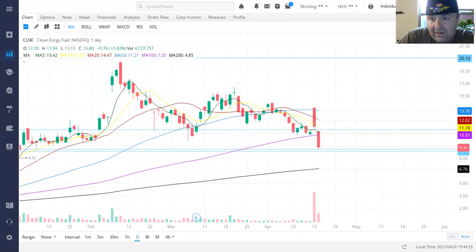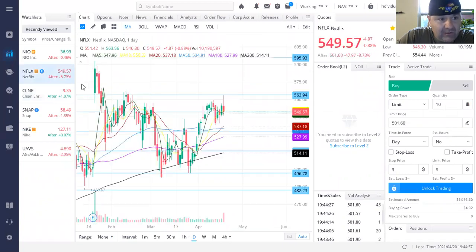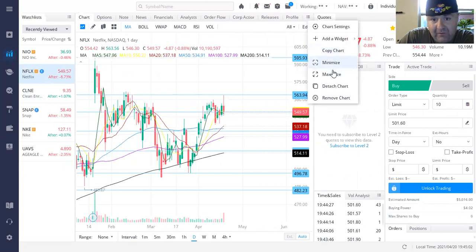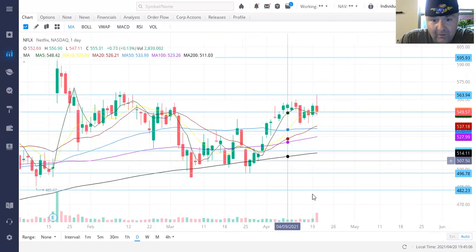Let's go into one more indicator since we got the MAs out. I like the MAs. I think they show us predictability. So Netflix. All right, Netflix. Let's see where we're at on Netflix using the MA. So we already know where my trend lines are at, right? Let's see where we're at in the MA.